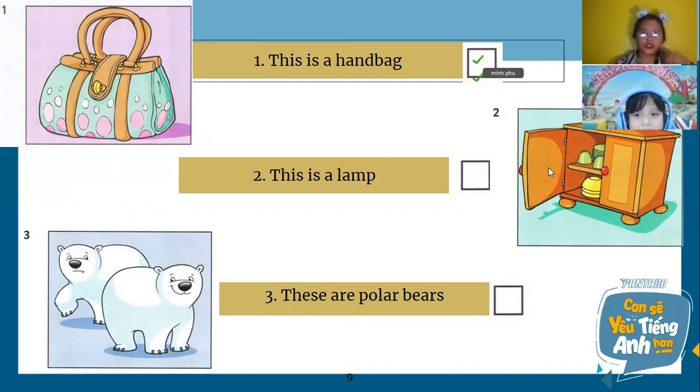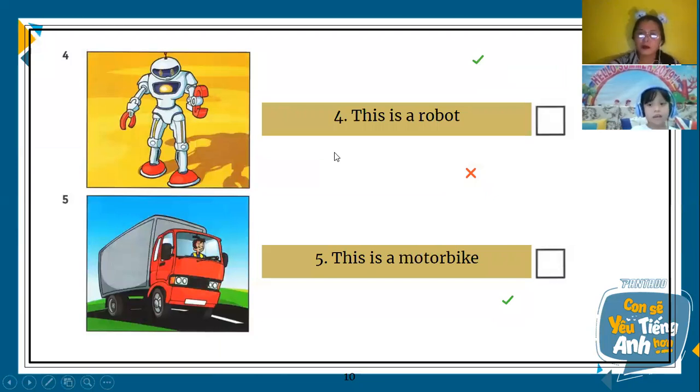Okay, how about number two? Can you read the sentence? Yes. Okay. A lamb. Oh, number three. Can you read it? Teacher, I don't know. Oh, what is it? Polar bears. What's a polar bear? The white bear? It's polar. It's thick, the skin. Yeah, it's white. What do you think? I think. Green. Okay. How about number four and number five?